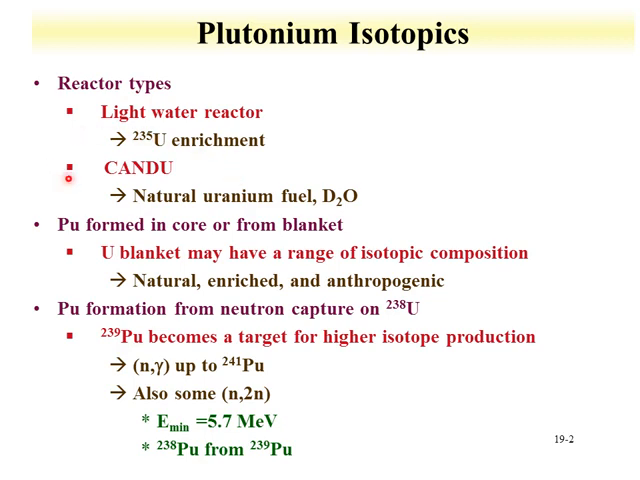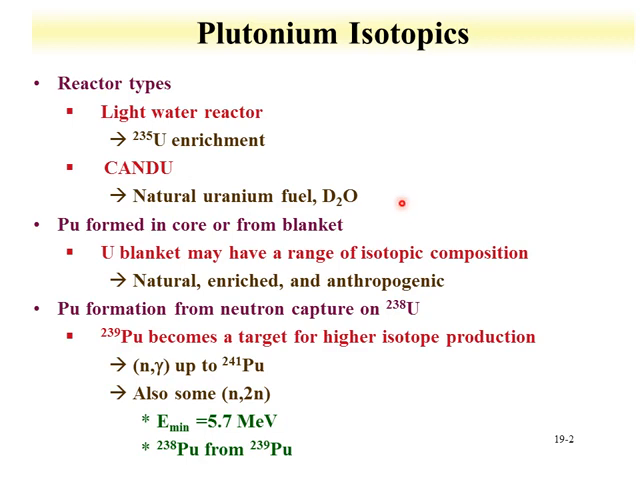The CANDU reactor, which stands for Canadian Deuterium Uranium Reactor, uses natural uranium with a deuterated water coolant. So it's D2O as the coolant. And as we'll show, the plutonium isotopics will be impacted by this fuel, which will provide a signature for where the origin of plutonium resides.